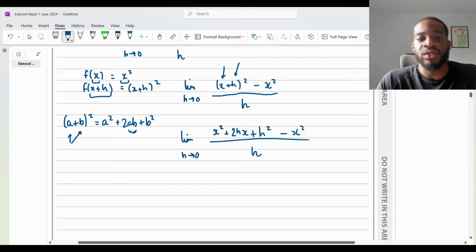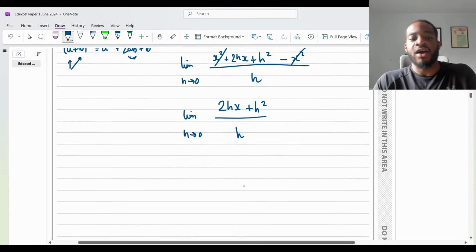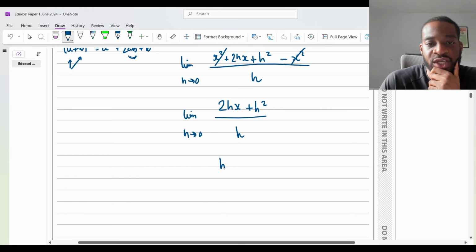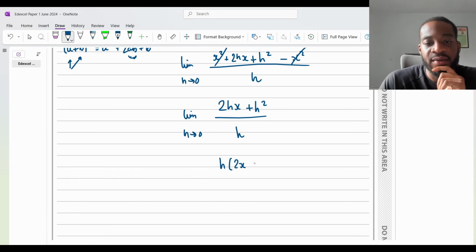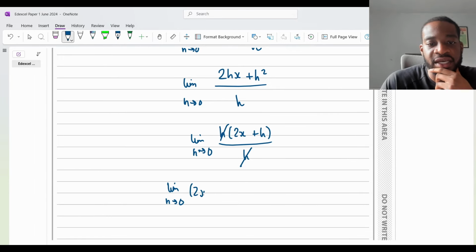What happens now is that those x squareds cancel, don't they? So I'm going to have 2hx plus h squared, divided by h, right? And now remember, we could use algebra to simplify this a bit more. We could take h out of the numerator. So we're going to have h times 2x plus h, divided by h. Those cancel. Goodbye. So therefore, we are just dealing with the limit as h tends to 0 of 2x plus h.